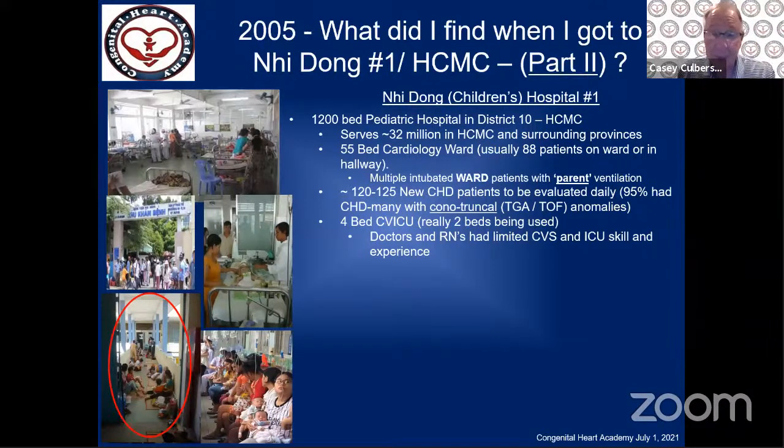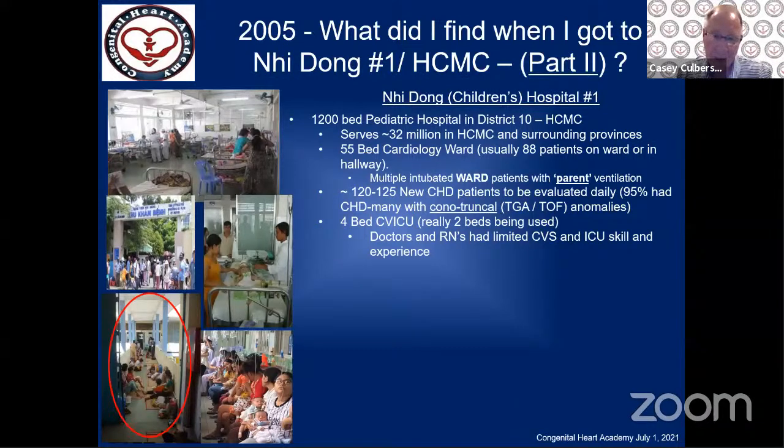They had multiple intubated patients on the ward with what I call parent ventilation. So mom and dad or grandma were squeezing the tube or squeezing the bag. They saw somewhere between 100 and 125 new kids a day. 95% had congenital heart disease, and many had conotruncal abnormalities, so TETs or transposition, just out of proportion to anything I'd seen in the rest of the world. And that's important to remember for this talk.